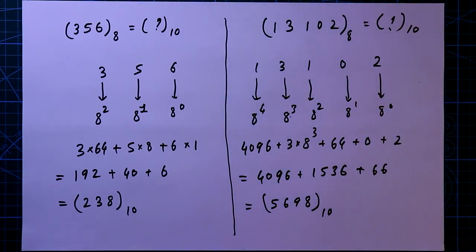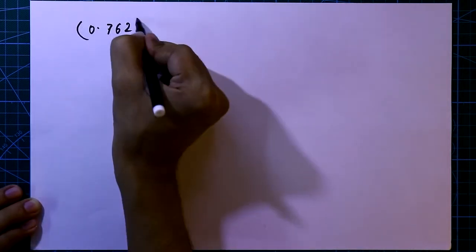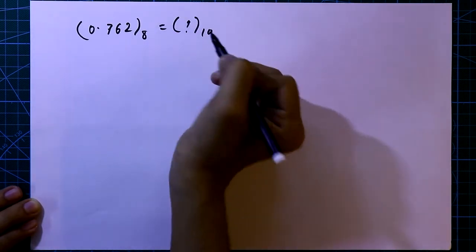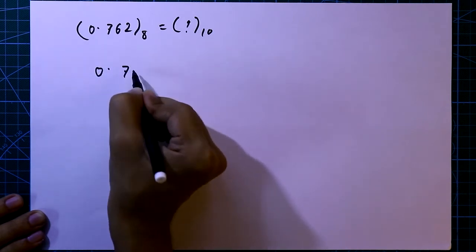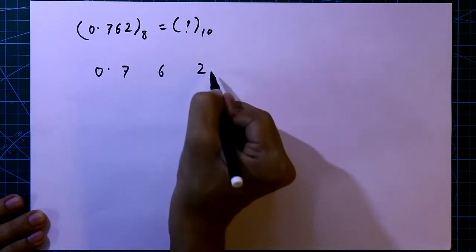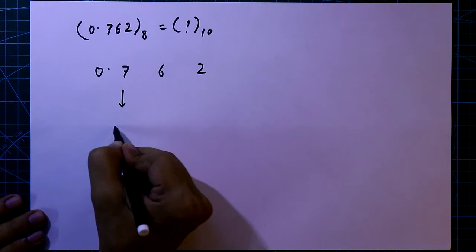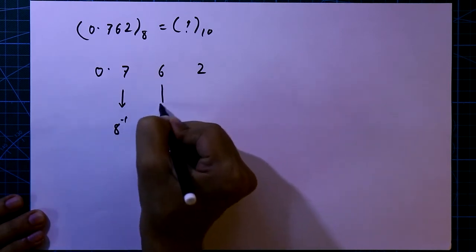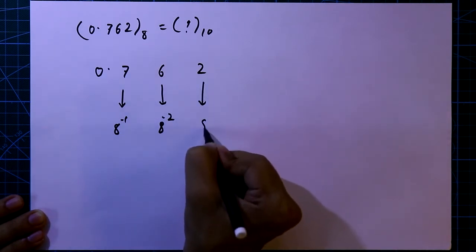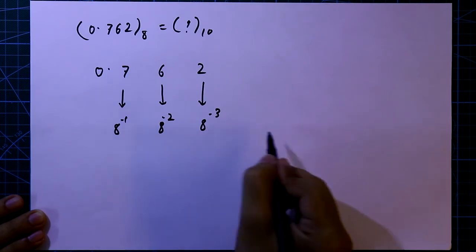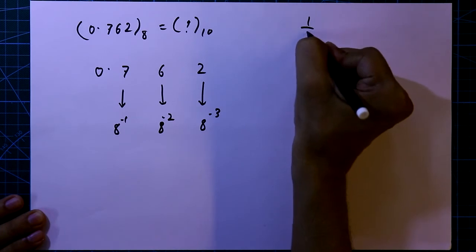Now we'll see the fractional part. 0.762 in octal number, and we have to find out its decimal equivalent. To do this, we have to write this number 0.762. After the point, we have to multiply this 7 with 8 to the power minus 1, this 6 with 8 to the power minus 2, and this 2 with 8 to the power minus 3, and like this it will go on. Now 8 to the power minus 1 is equal to 1 by 8.